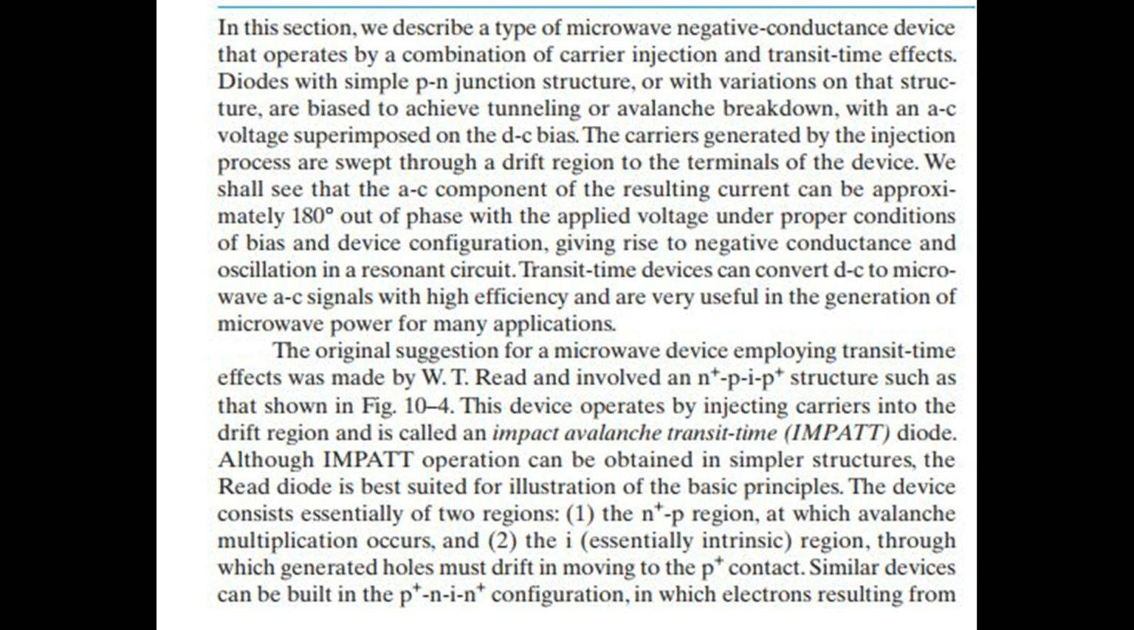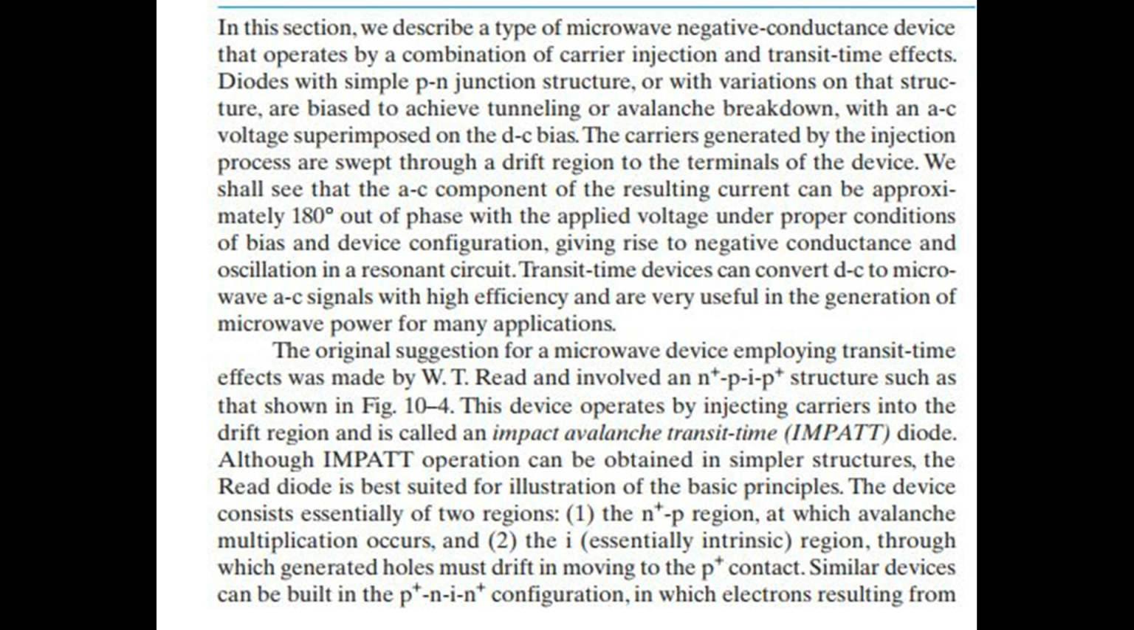Although IMPATT operation can be obtained in simpler structures, the Read diode is best suited for illustration of the basic principles. The device consists essentially of two regions: 1, the N+P region, at which avalanche multiplication occurs, and 2, the I, essentially intrinsic, region, through which generated holes must drift in moving to the P+ contact.